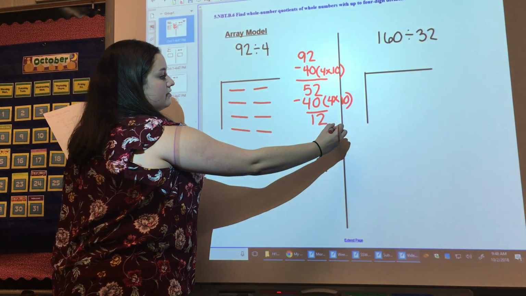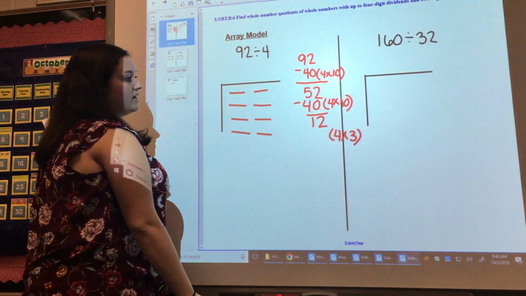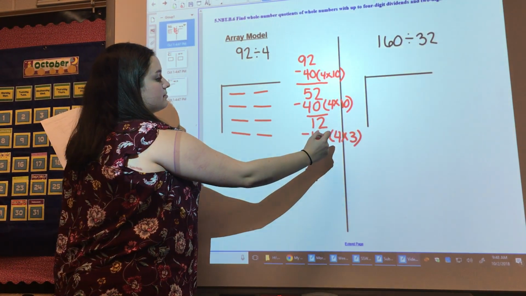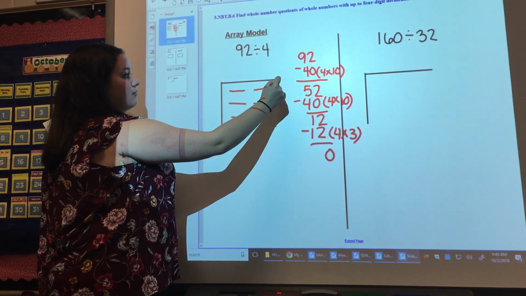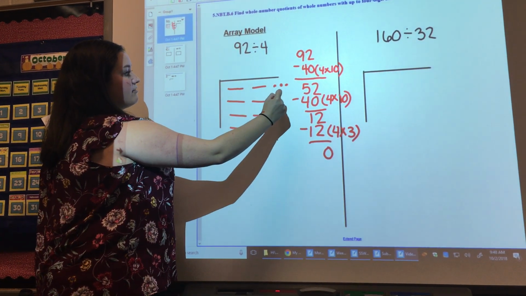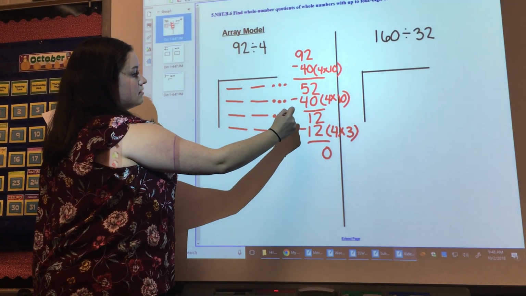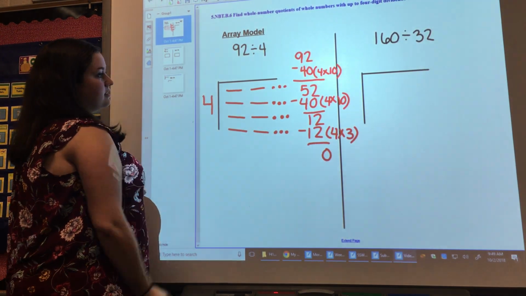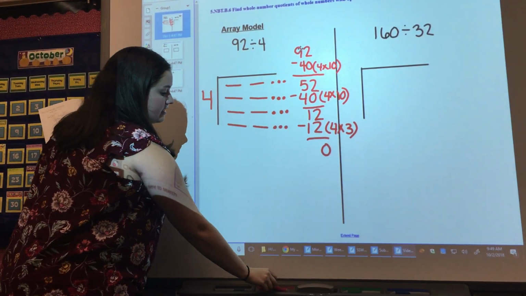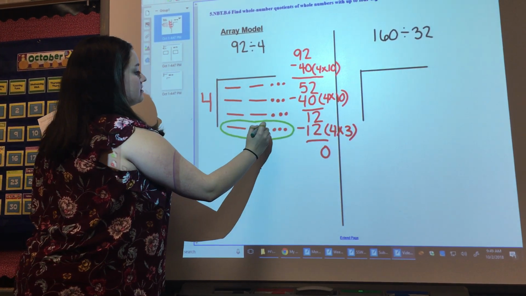They'll recognize that you can multiply 4 times 3, so 4 groups of 3 to get rid of 12 with nothing left over. To show that, we show 4 groups of 3 ones. We're dividing by 4, so that goes on the outside. And then our answer comes from how much one of these groups are worth.